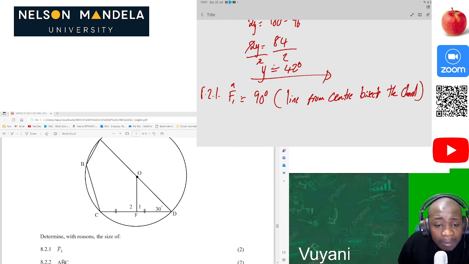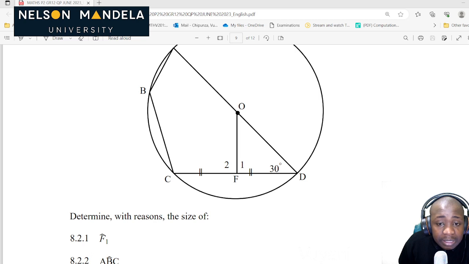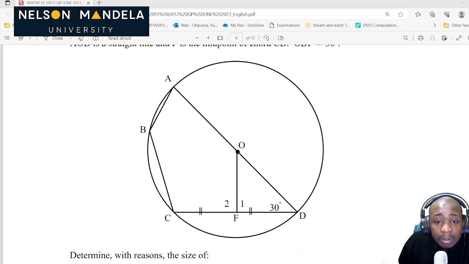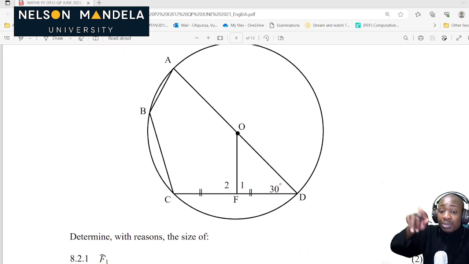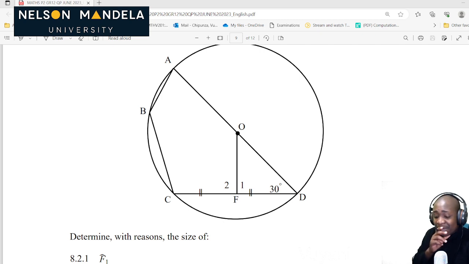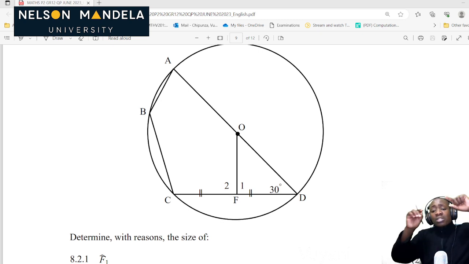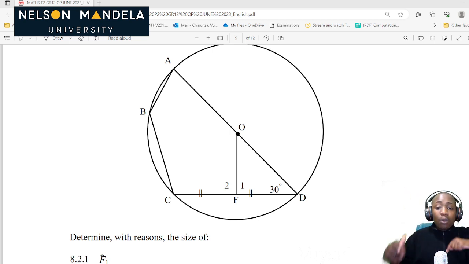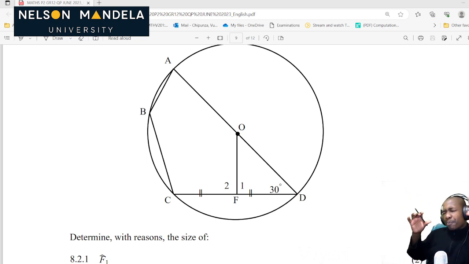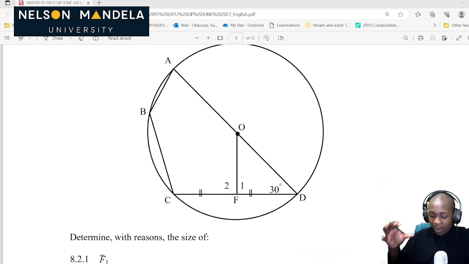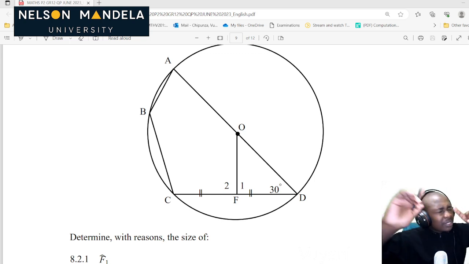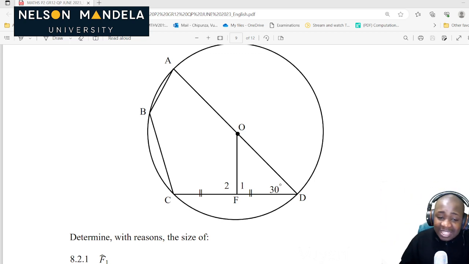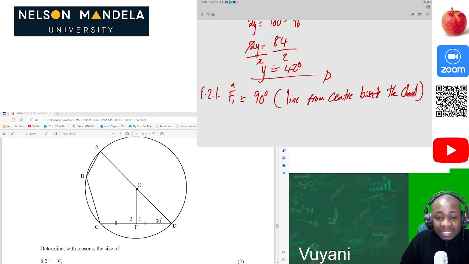Now they want us to determine angle ABC. Where is ABC? They want that angle B. B is easy to find because I have highlighted that ADCB is a cyclic quadrilateral. So if we say angle B plus angle D is equal to 180 degrees, the reason is opposite angles of a cyclic quadrilateral. Then Euclidean geometry is so nice. Euclidean geometry is super nice.